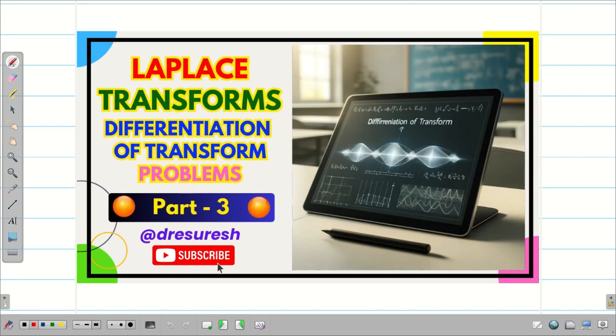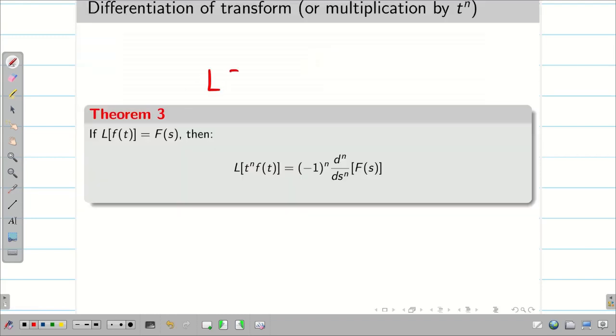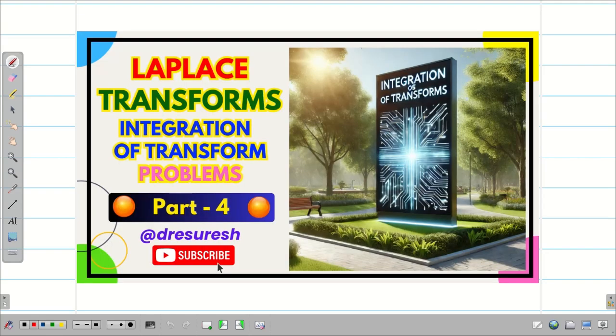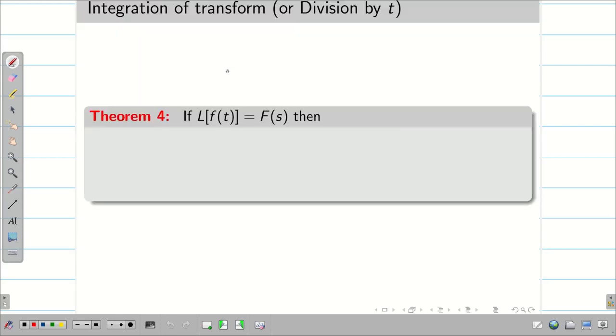And then in the part 3 video we introduced differentiation of a transform. Whenever we have a problem with t power n into f of t, we use the concept of differentiation of a transform or multiplication by t power n. And in today's session we are going to introduce integration of transform. So whenever you divide f of t by t, what is the Laplace transform of f of t by t? That is our concern today.